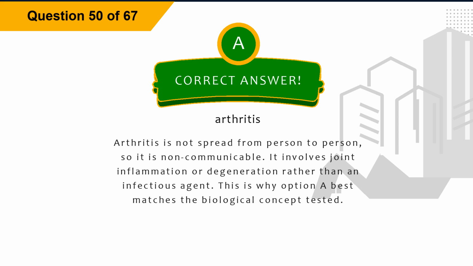Explanation: arthritis is not spread from person to person, so it is non-communicable. It involves joint inflammation or degeneration rather than an infectious agent. This is why option A best matches the biological concept tested.